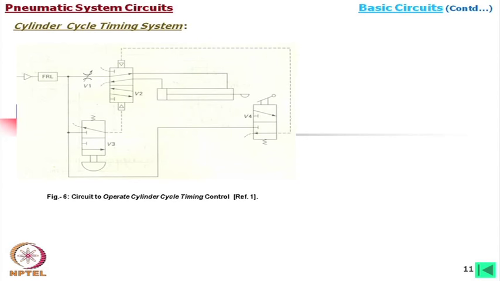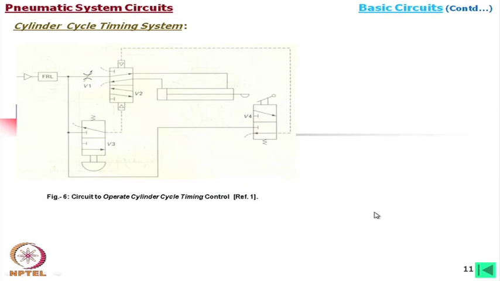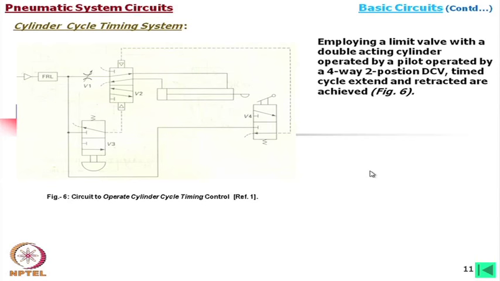Now, we are coming to cylinder cycle timing systems. In many cases, we need not only velocity control, but there is some timing as well. That means, after doing an operation at a certain portion with one velocity and maybe with another velocity, the next operation should start after some time. In that case, if we first look into the system, this part is the same as before, and then there is a flow control valve, a needle valve, and then there is a direction control valve, which is pilot operated. Okay. Now, in this operation we find one push button here. Let us see how it is operated.